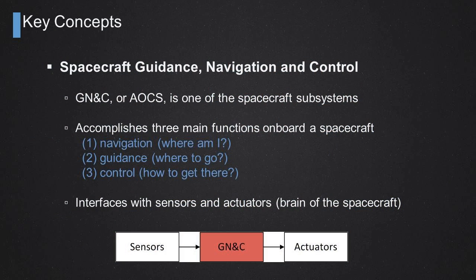And finally, there's a control function that will make sure that the spacecraft applies the required forces and torques to make sure that it follows as closely as possible the trajectory as defined in the guidance function. So if you look at the GN&C software at a high level, it acts like the brain of the spacecraft. So it will interface with both the sensor hardware that will measure the current states of the spacecraft, and on the other hand, it will interface with the actuator hardware to make sure that the spacecraft applies the required forces and torques.